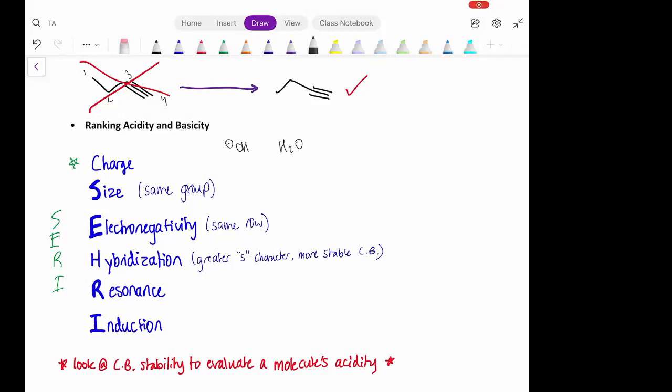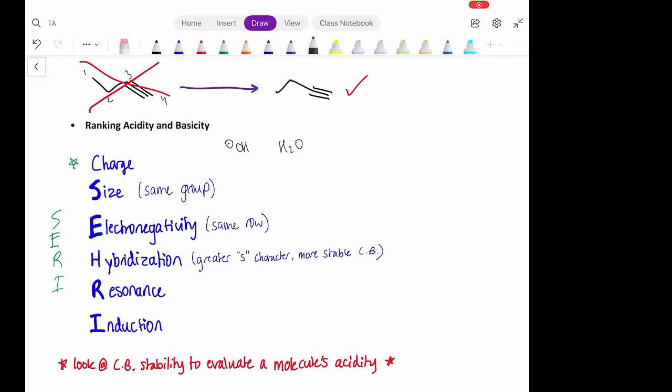When you're comparing size of molecules to determine their acidity and basicity, make sure you're only comparing molecule sizes when they're in the same group on the periodic table. Electronegativity, only compare when the molecules are in the same row. Hybridization, I just wanted to remind you guys that the greater the S character of a molecule, the more stable the conjugate base. So going back to what I said before, an alkyne is sp hybridized. So it has a greater S character than a carbon that might be sp3 hybridized, which means it would be a more stable conjugate base.